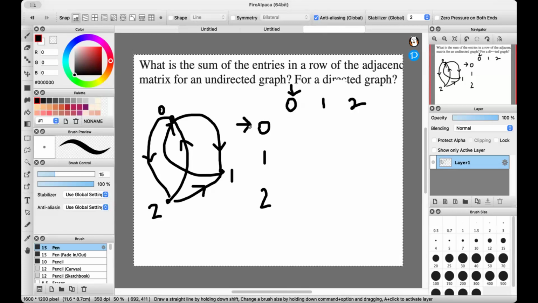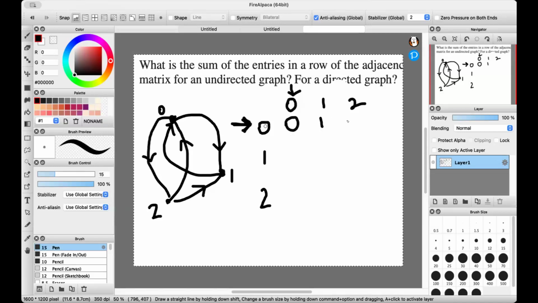Okay, so you're counting the number of edges that take you from the row vertex to the column vertex. Since 0 doesn't go to itself, you can put 0. How many go from 0 to 1? 1. Because there is one edge directed from 0, which is the initial point, going to 1, which is the terminal point.